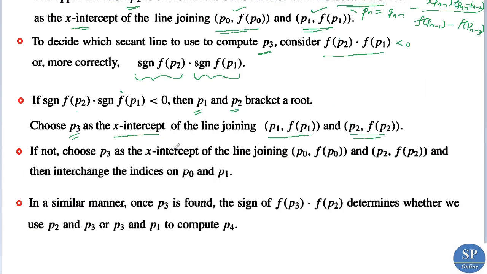Now, if not, that is, if f of P2 and f of P1 are not of opposite signs, that is, if sign of f of P2 into sign of f of P1 is greater than 0, then we can choose P3 as the x-intercept of the line joining P0, f of P0 and P2, f of P2. That is, we are ignoring the point P1.